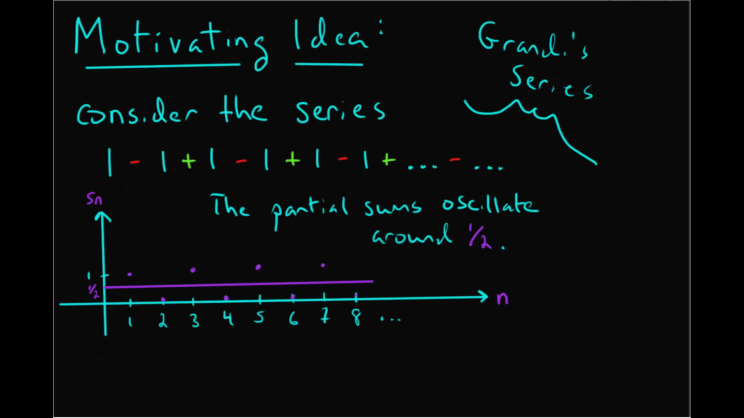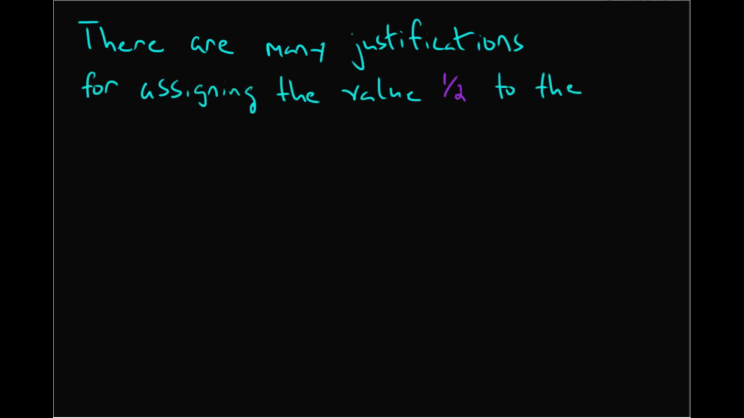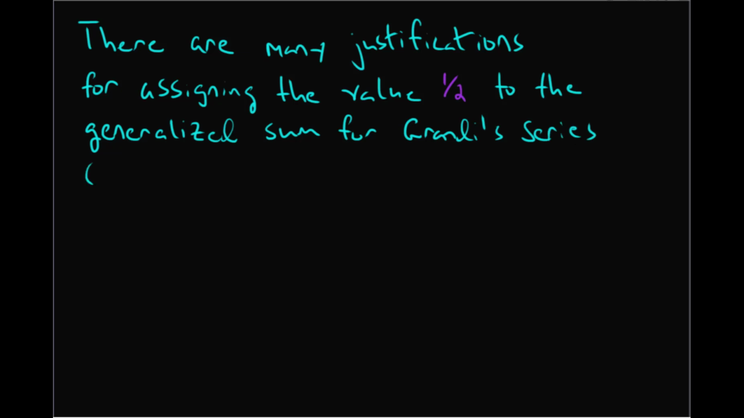So even though Grandi's series diverges, the partial sums don't approach a limit, nonetheless the partial sums are doing something very interesting. They're oscillating around the value 1/2. And so in some more generalized sense, we would like to define the sum of Grandi's series to be equal, and I'll put equal in quotes here, equal to 1/2. It turns out that there are many different justifications for a value of 1/2 to Grandi's series, and we'll look at how Euler approached this series and drew a similar conclusion.